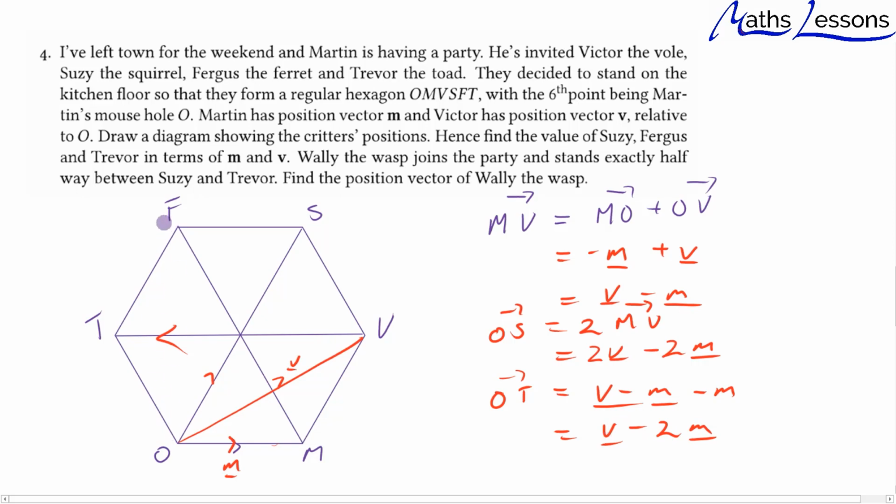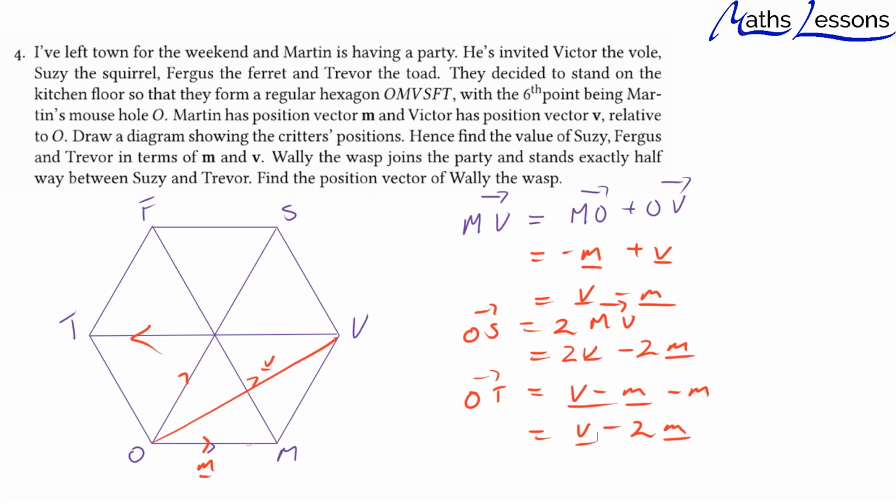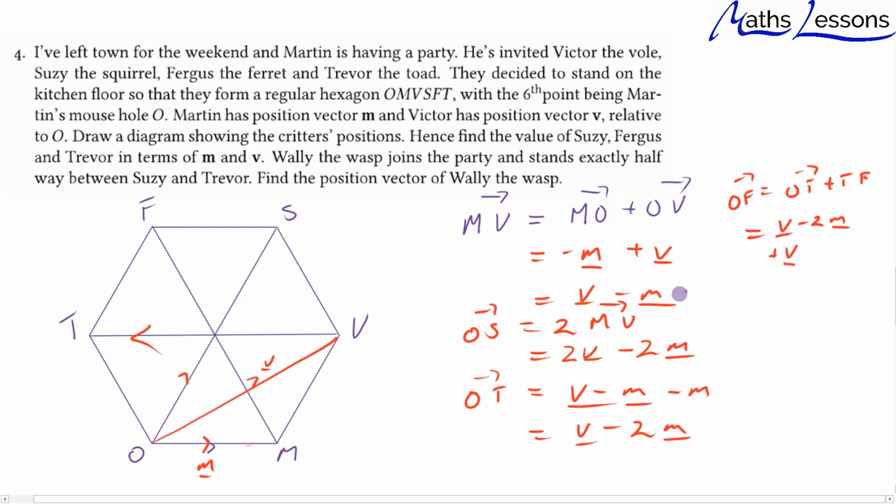And then if we want to find OF, we can just do OT plus TF. I'm just going to scroll across a bit more to fit this in. So we're going to find OF will equal OT plus TF, which is equal to OT is V minus 2M. And we add on TF, and TF is the same as MV. So we're going to add on another V, and we're going to take off another M, V minus M. So that would equal 2V minus 3M.